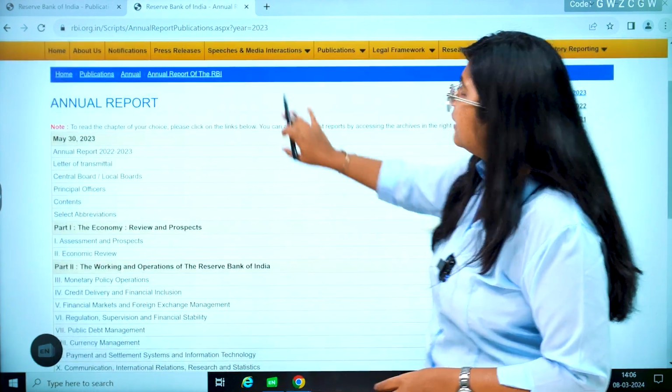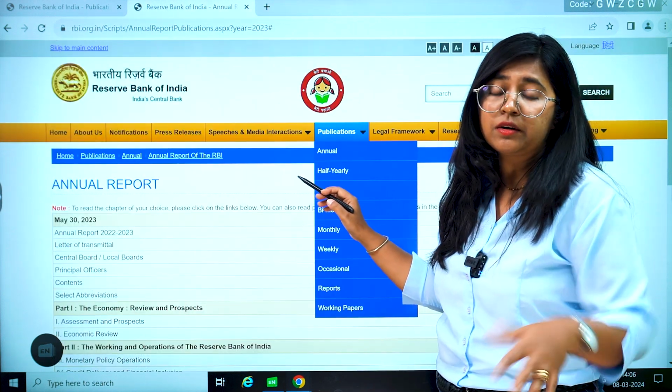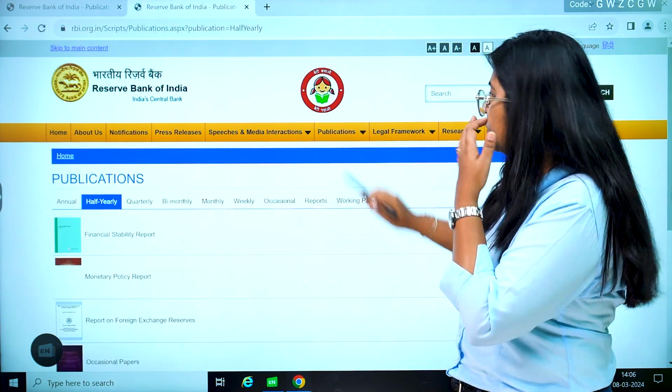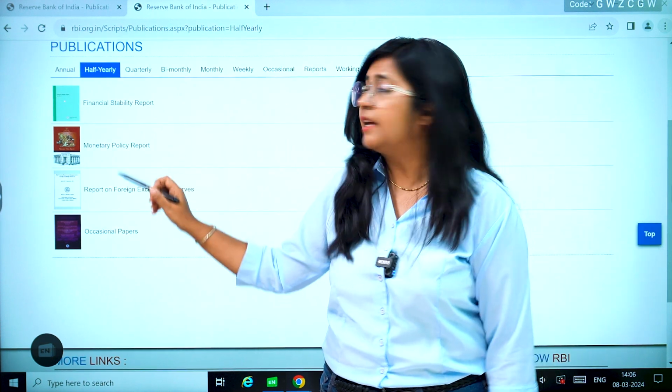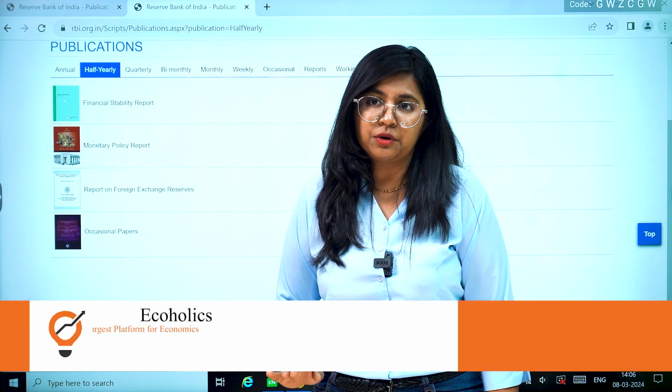Now, the next thing about publications is half yearly. What things come half yearly? Every 6 months. So in half yearly publications, you have two things: the financial stability report and the monetary policy report.